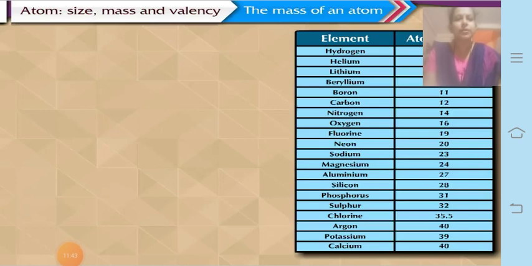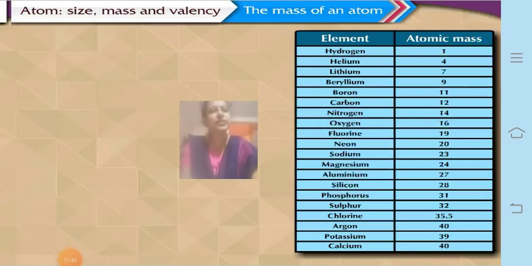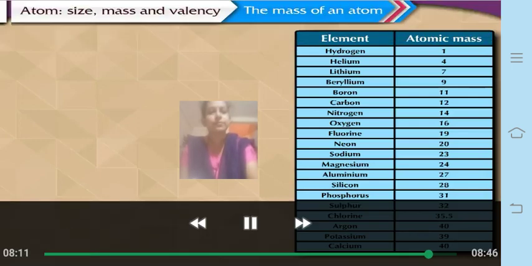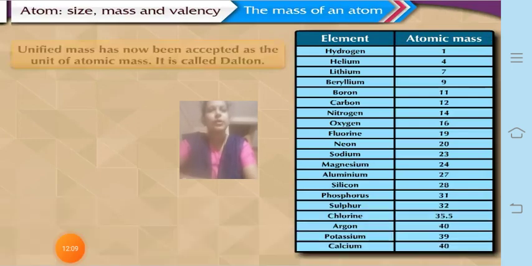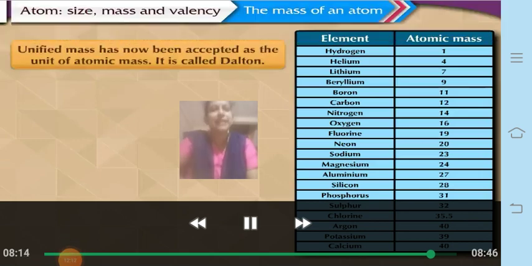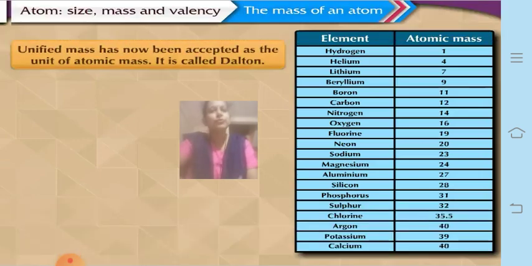So in this table you can see the relative masses of the different elements according to the relative mass of the carbon. Okay, so this relative mass concept was somewhat inaccurate. Therefore, nowadays we have highly accurate methods for measuring the mass of the atom. So now the concept of unified mass has been accepted as the unit of atomic mass. It is also called Dalton.